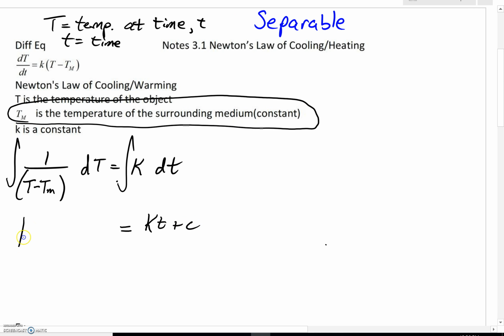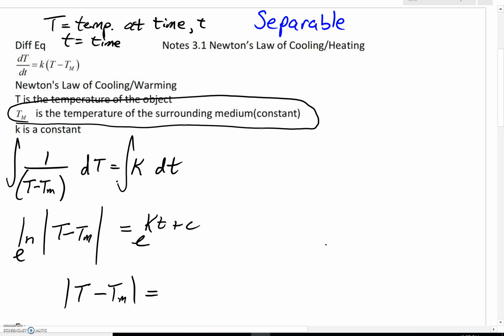On the left side, we're going to have the ln. Do I need absolute value here? Yes. Guys, I don't know whether T minus T sub m is positive or negative. It could go either way, depending on whether it's a heating or a cooling problem. But rest assured, right now, we can exponentiate. We can go e to both sides, and that would leave us with T minus T sub m.